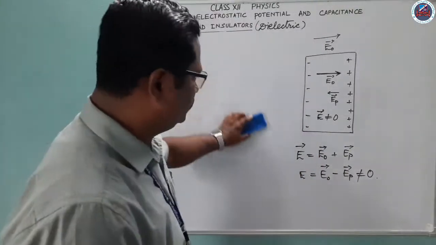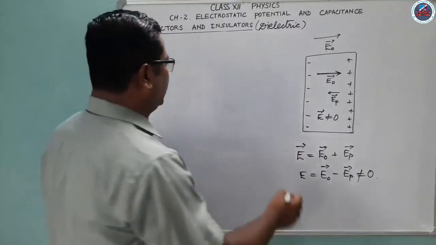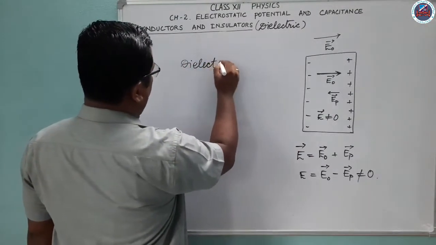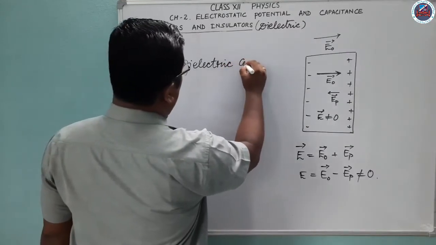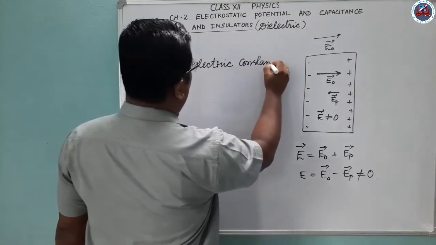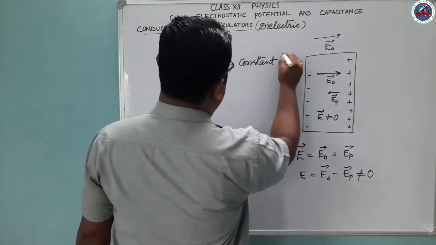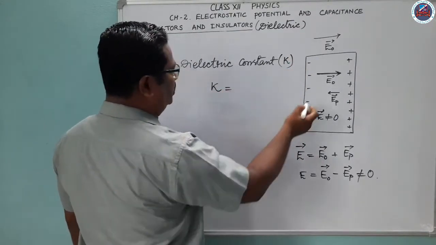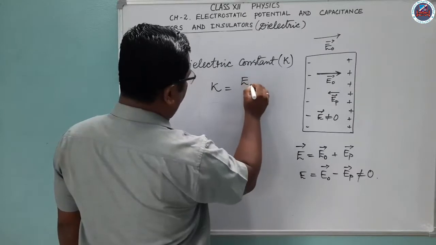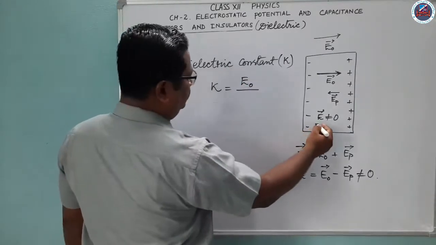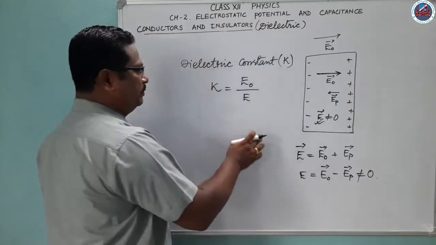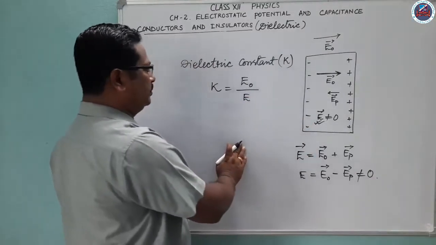Now let us know about dielectric constant, K. Dielectric constant K is defined as the ratio between the applied electric field E0 and the resultant electric field, or the reduced value of electric field inside the dielectric.